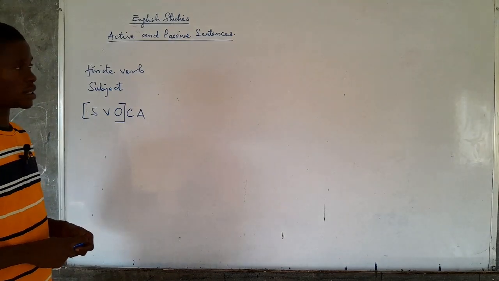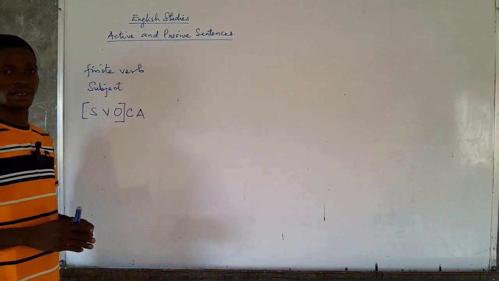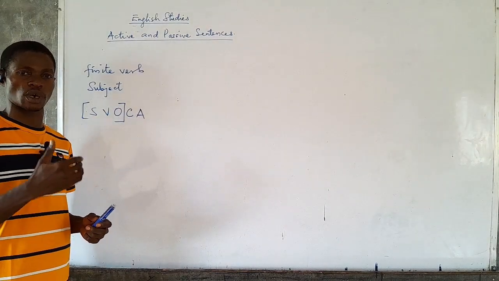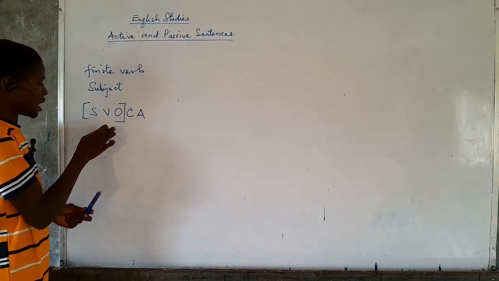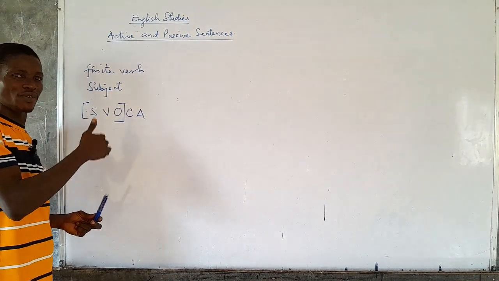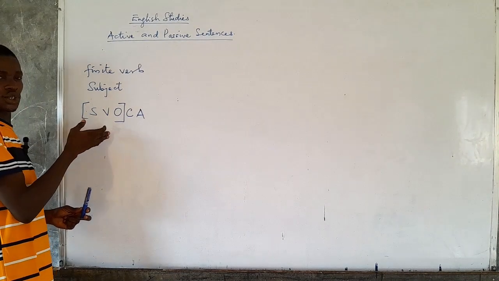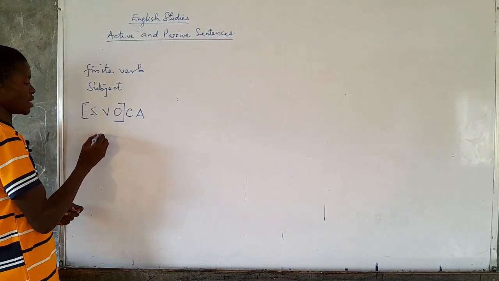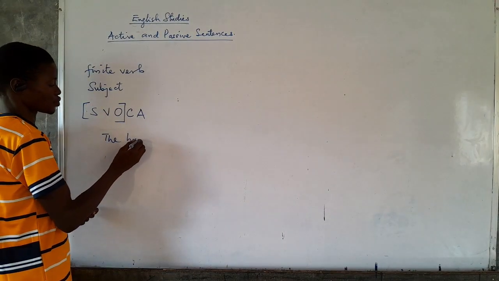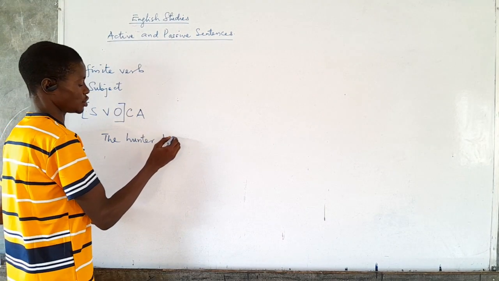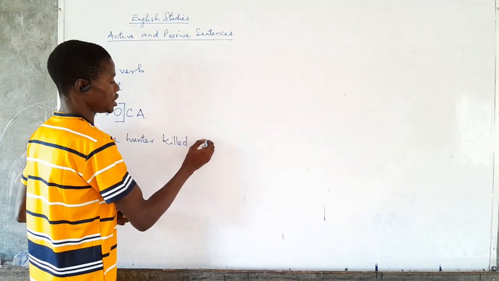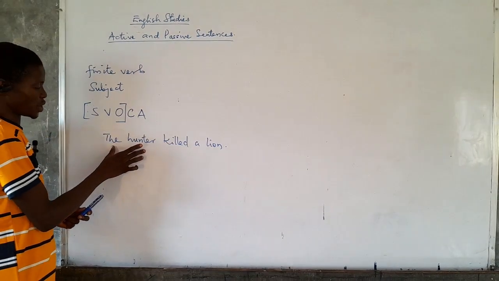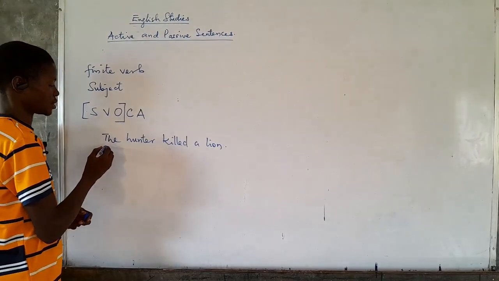Before we go further, speaking of active sentence, this is a sentence that we are trying to examine when we are trying to talk about when we say a verb is actively used. Like this construction now, the verb here is actively used. Like we say, the hunter killed a lion. If you take a good look at this, the hunter, as we have it here, happens to be our subject.